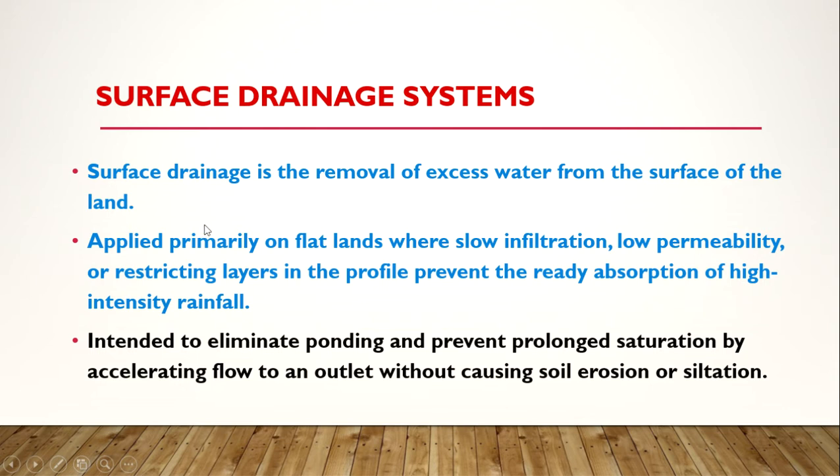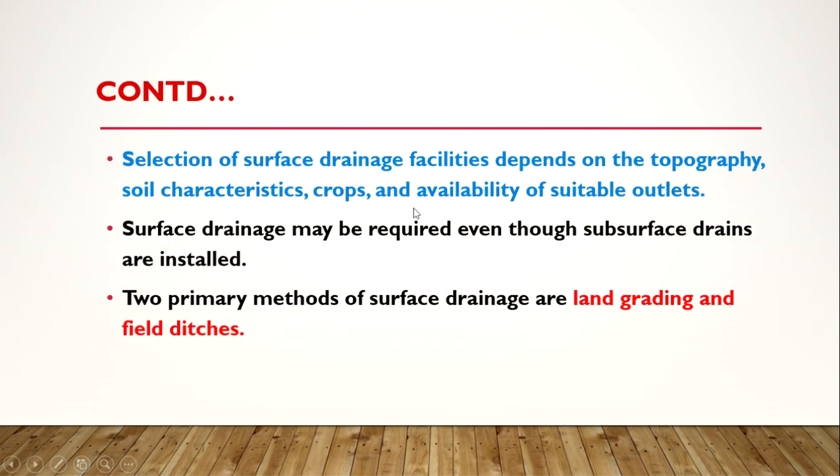If there is any restricting layer, if there is any impermeable layer below the surface, then also water cannot move down. So in that case also we need this system. So this is about surface drainage system. And the selection of drainage facilities, there are different types of surface drainage system actually. We will see it later. So that selection of the drainage facility depends on the topography, soil characteristics, crops, availability of suitable outlets.